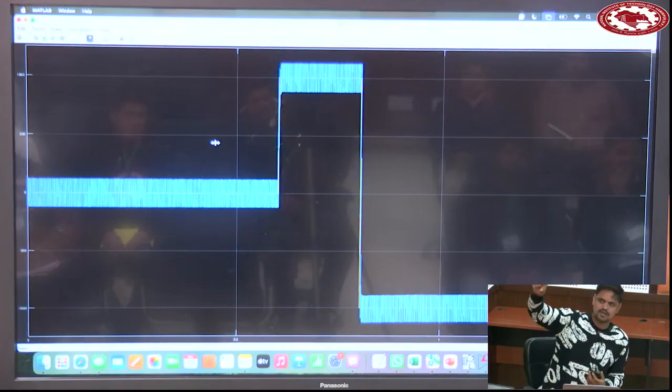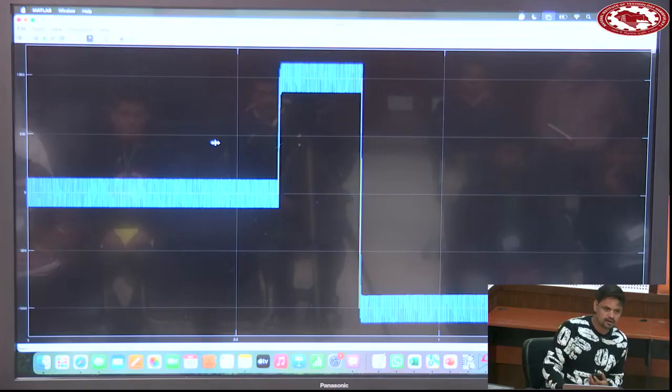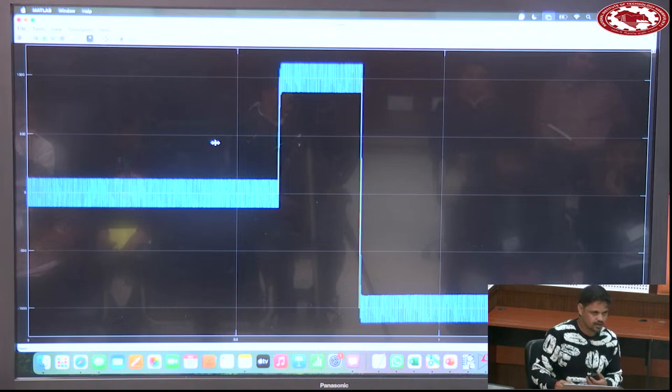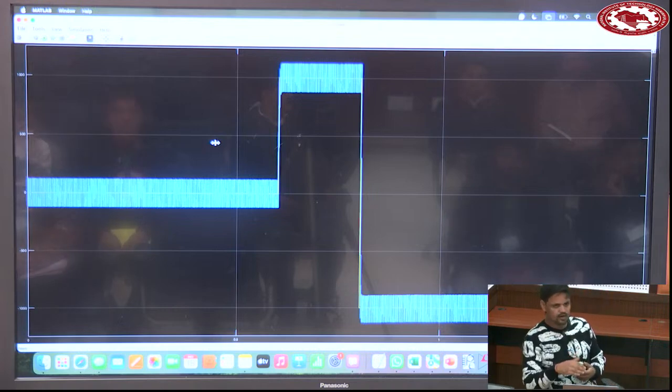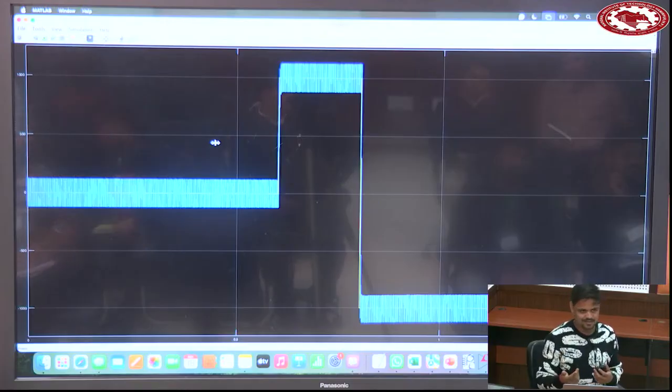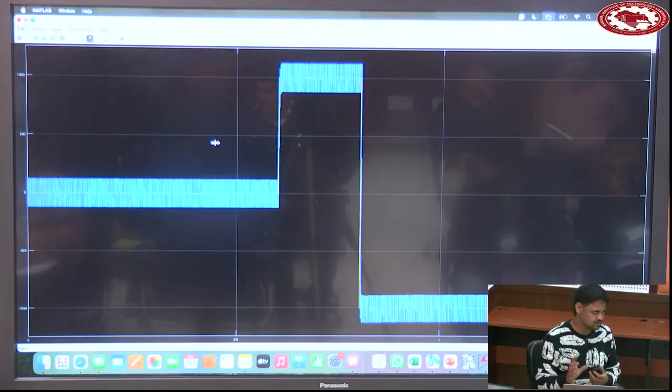Ripple is approximately 10% of the rated current. It depends on the inductor you choose. You can choose for 2%, 1%, but industry applications are okay with 10%, 15% ripple in the current. Because if current ripples are going down, you will need a higher value of inductance. Higher value of inductance means a bigger size of inductor, and the cost will increase. So there is a compromise between size of inductor and cost.